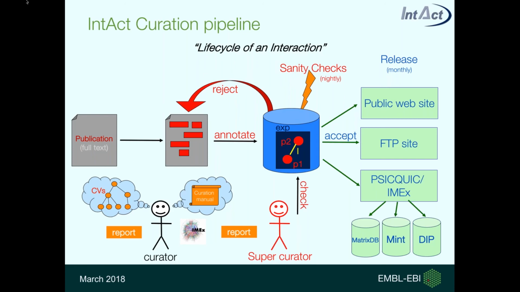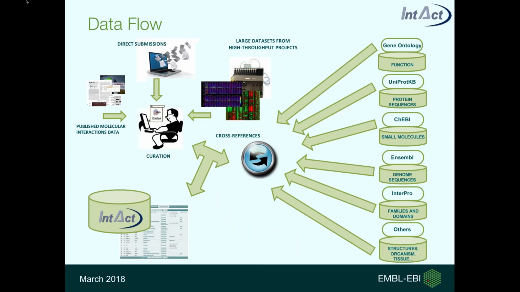Once the data is accepted, it will get released with our roughly monthly releases. And the data will go to the public website, the FTP site, and through our PSICQUIC services. And then some of our partner databases will again take this data and display it at their front ends. We also export our interactions to other databases. Here is a flavor of some of these, but this is not exhaustive.